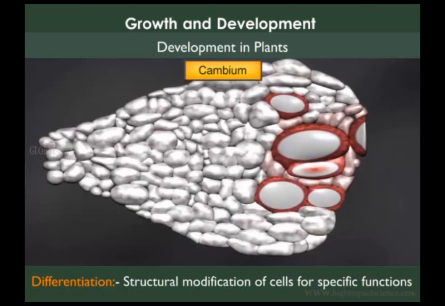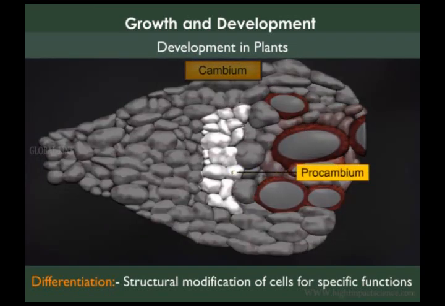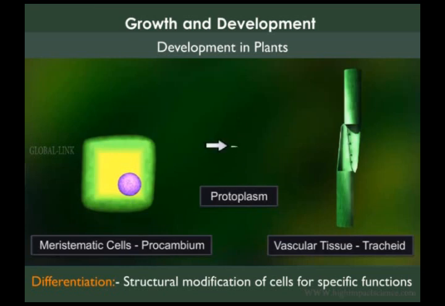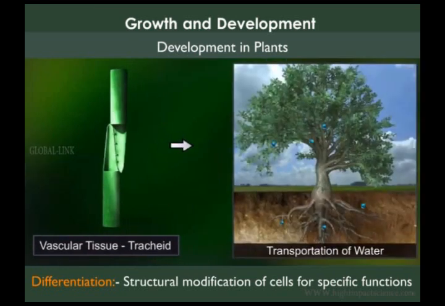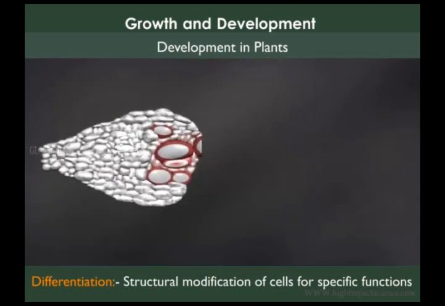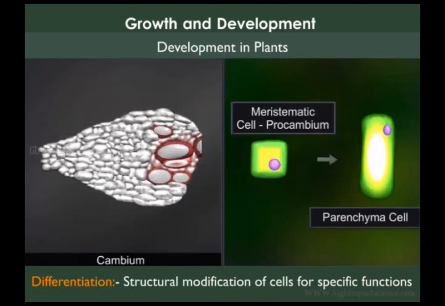For instance, some of the meristematic cells of the procambium lose their protoplasm and develop strong, elastic secondary cell walls to form vascular tissue. This tissue helps in the transportation of water and food throughout the plant. In addition, the procambium cells differentiate into parenchyma cells, which act as supportive tissue.